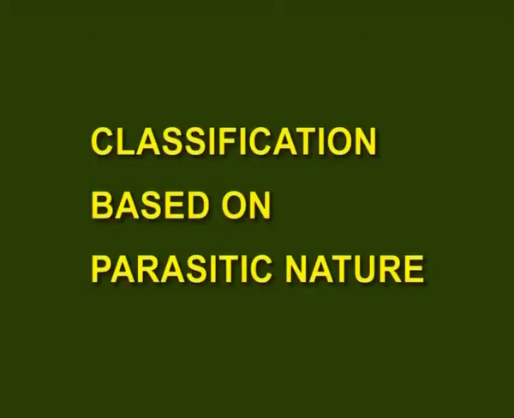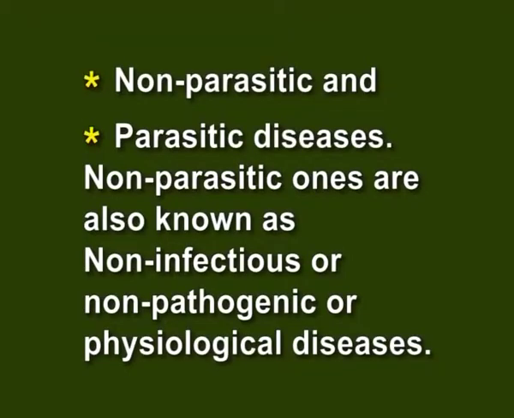Classification based on parasitic nature. Based on causal factors, plant diseases can be broadly classified into 2 groups, namely non-parasitic and parasitic diseases. Non-parasitic ones are also known as non-infectious or non-pathogenic or physiological diseases.